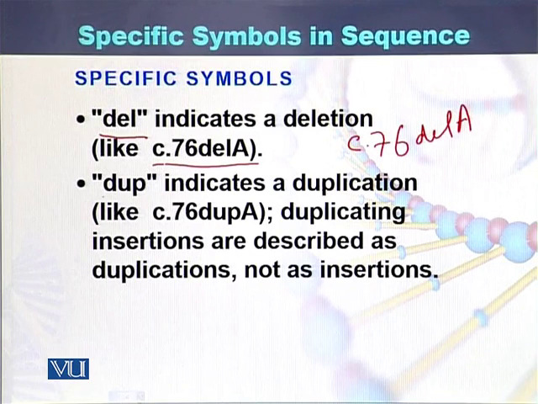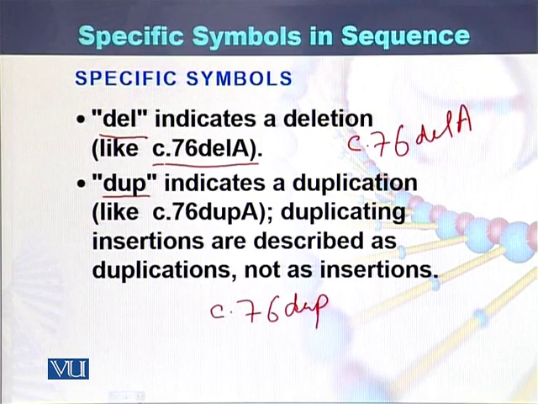Duplication represents that if there is duplication of any nucleotide, that is written as c.76dup. If there is duplication, then dup and A means at position 76 there is duplication of A.